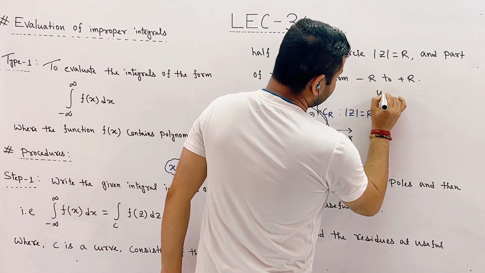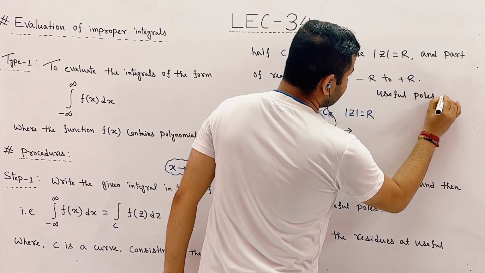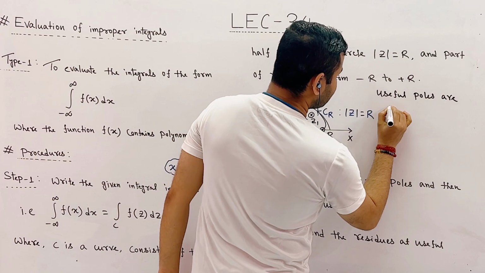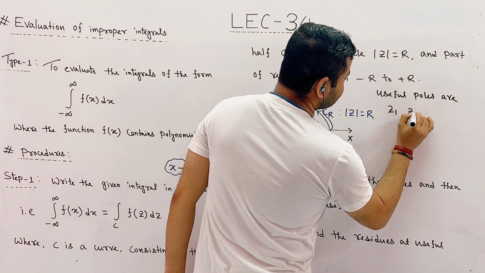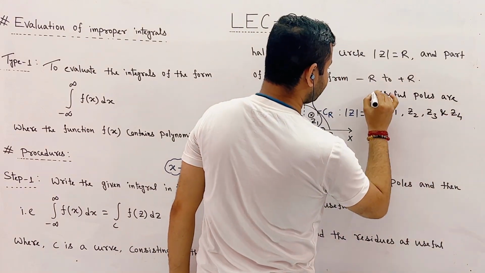So the useful poles are z1, z2, z3 and z4. Okay?